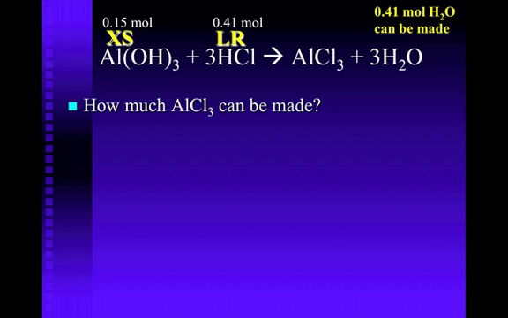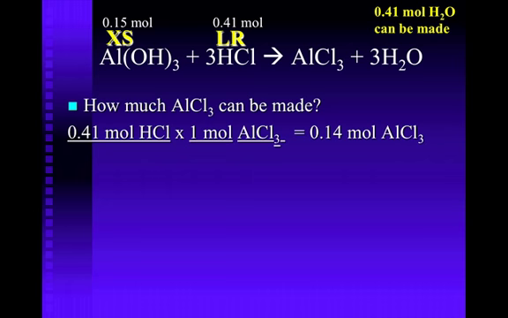So let's work on how much aluminum chloride can be made. There's a few ways to go about this. Probably the easiest is just to recognize from the equation above that there's a 1:3 ratio between the aluminum chloride and the hydrochloric acid. So you put the given, the limiting reactant, over 1 times 1/3, that's your mole ratio, and you get 0.14 moles of aluminum chloride.